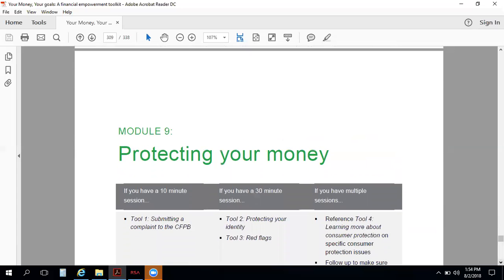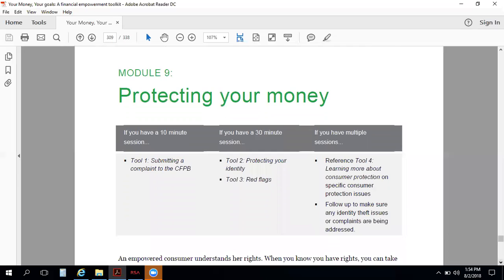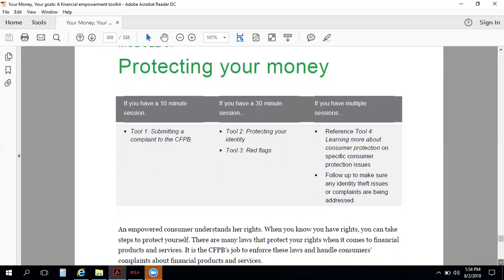So that is module 8. And the last module is module 9. And as I said at the start of this, I'm just going to do them both together because module 9 is rather short. And this would conclude the Your Money, Your Goals series. This one is on protecting your money. And it talks about how to submit a complaint to the Consumer Financial Protection Bureau if a client feels that they have been taken advantage of, if their money has been stolen, excuse me, things of that regard.